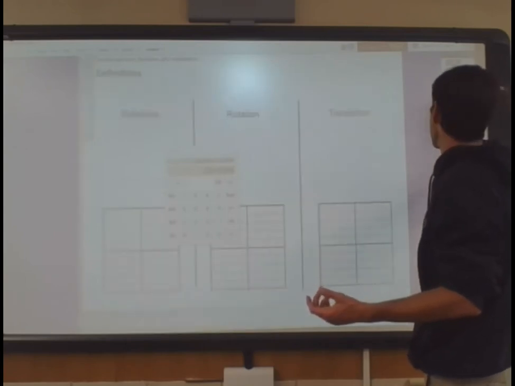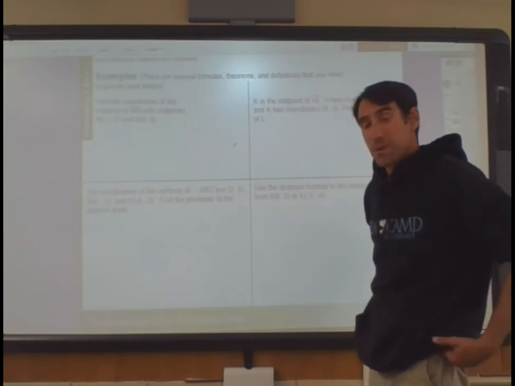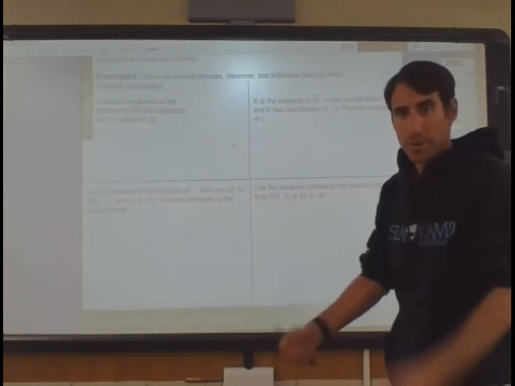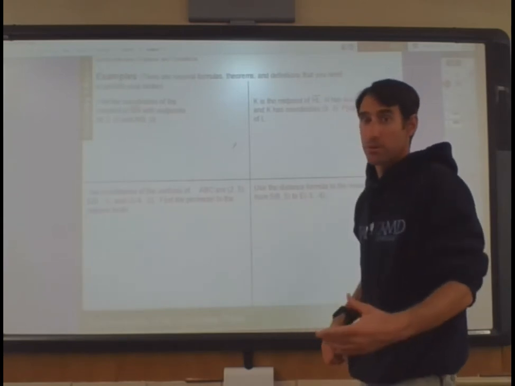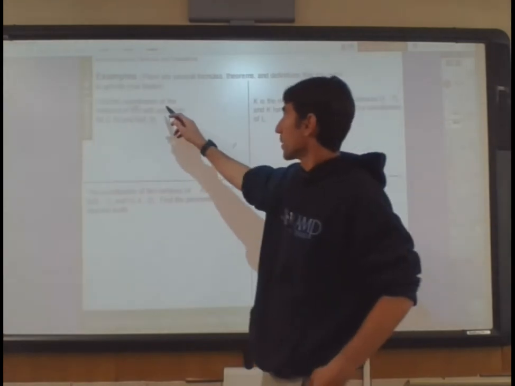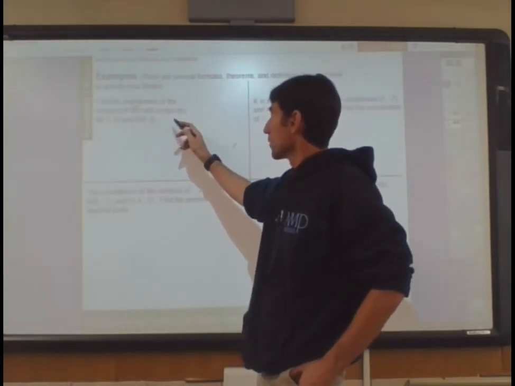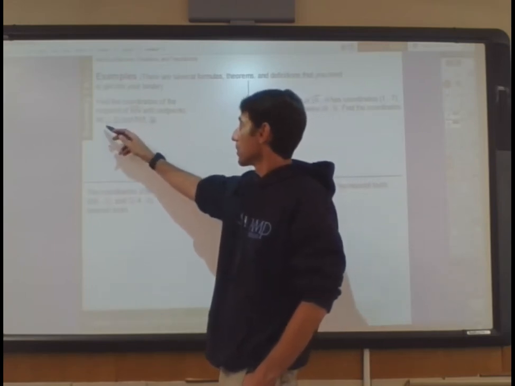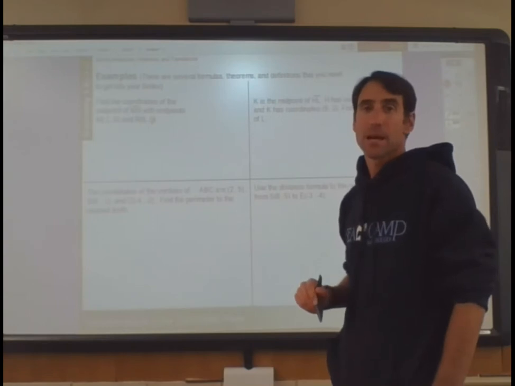So we're going to take a look at the review problems for the midpoint formula and the distance formula. And then hopefully, maybe not in this video, but another video, we'll talk about transformations. So we're going to find the coordinates of the midpoint of MN, with M at (-2, 6) and N at (8, 0).